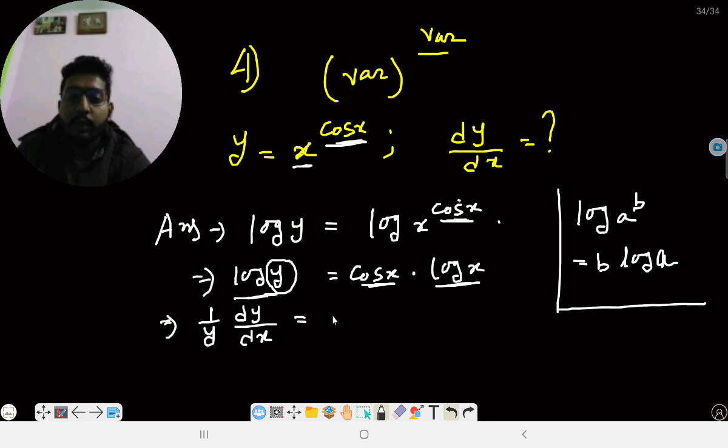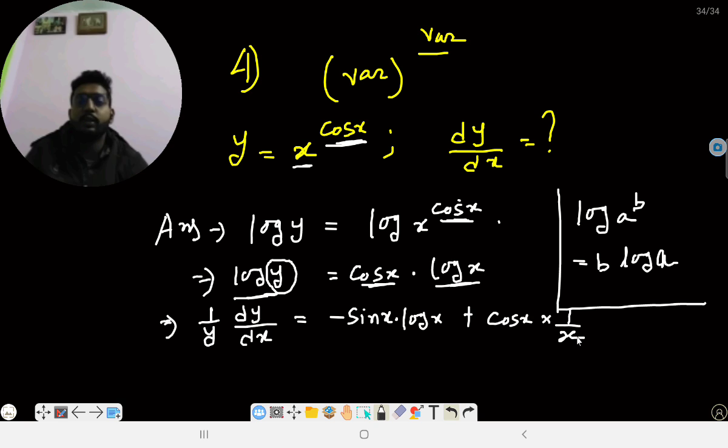So the derivative of cos x will be minus sin x into log x, plus cos x into the differentiation of log x. The differentiation of log x is 1 by x. This is the product formula. What is the product formula? First one constant and next one derivative.